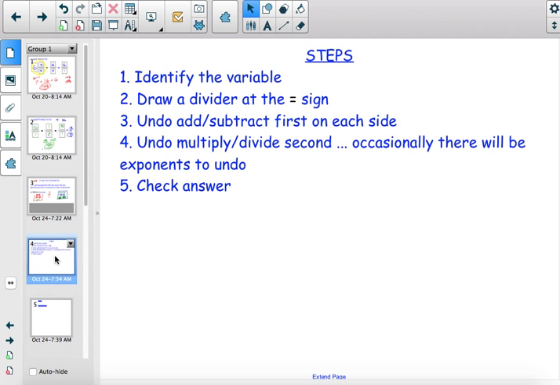Alright, so here's the steps. Step 1, identify your variable. For now, I want you to draw a divider on the equal sign. I do the squiggly. Some people might want to just do a straight line. Then we're going to undo or unpack add and subtract on each side. After you undo add and subtract, you want to undo multiply and divide, and then you're going to be left with your variable. You're going to get an answer. You want to make sure your answer is right. Check your answer. I would always recommend checking your answer on an assessment. On your homework, it's a good idea, but probably not as necessary.